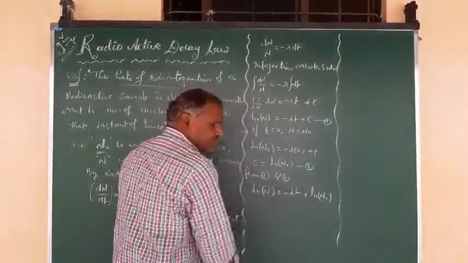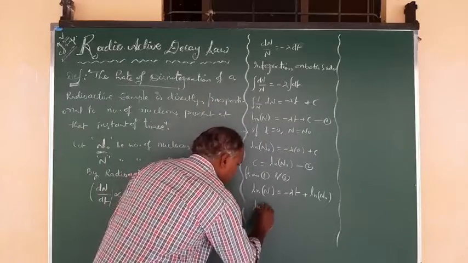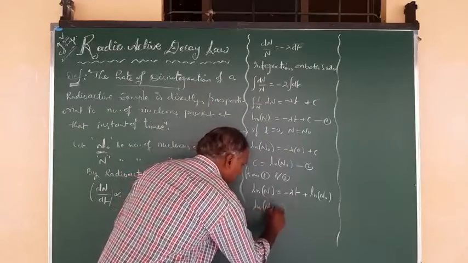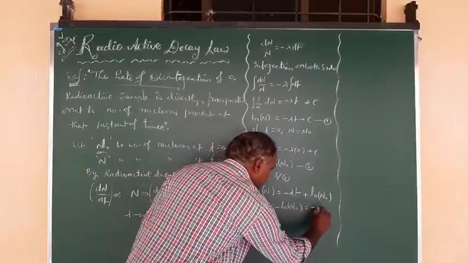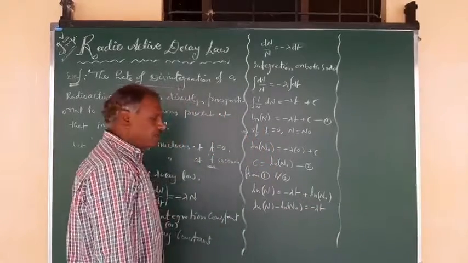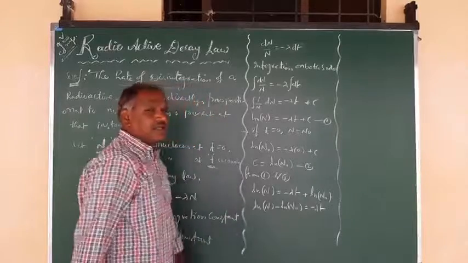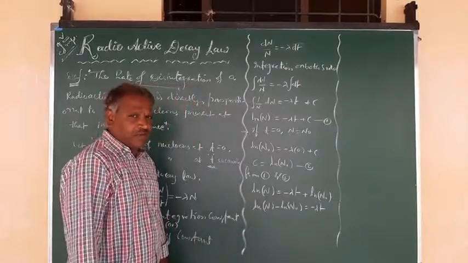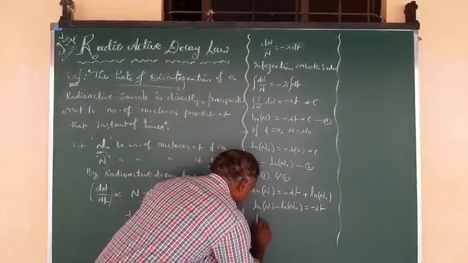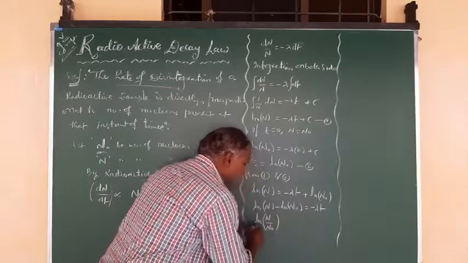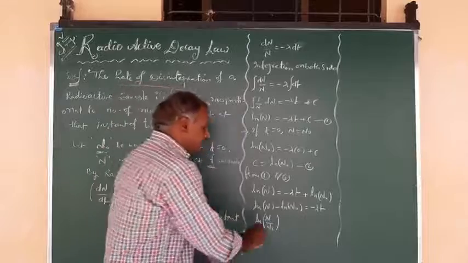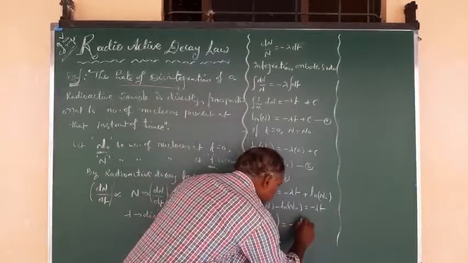Here there is a logarithm on both sides. Bring this to this side: ln of N minus ln of N naught is equal to minus lambda t. Now log a minus log b is log a by b, the same applies here. So this is ln of N by N naught, where ln means logarithm to the exponential base, equal to minus lambda t.